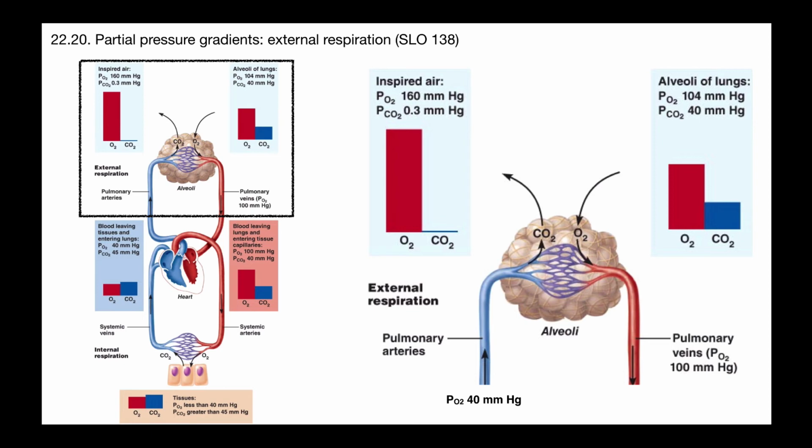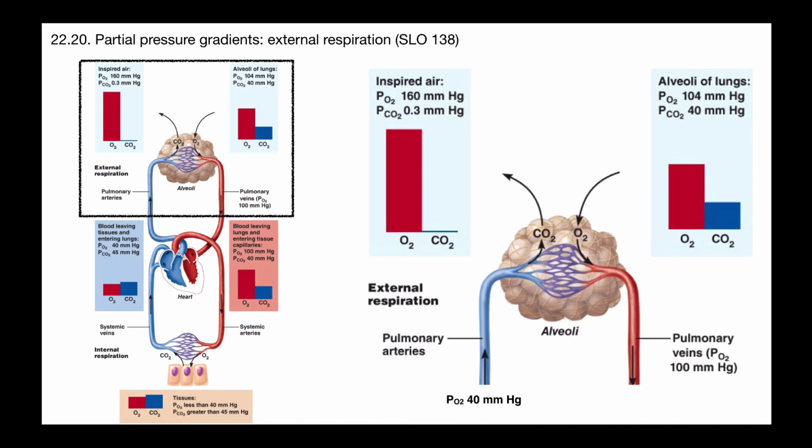When it's mixed with the gas that's already in the lungs, that mixes down to a less partial pressure of oxygen and a higher partial pressure of carbon dioxide. So if you look at the blood vessel, the pulmonary arteries, the blood coming to the lungs has a pretty low partial pressure of oxygen. It's only got 40 millimeters of mercury. But it's going to the alveoli where it's like 104.